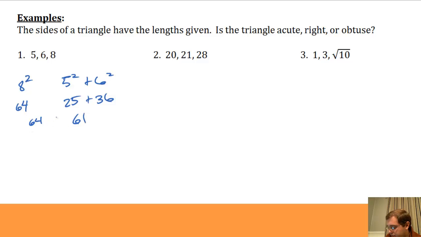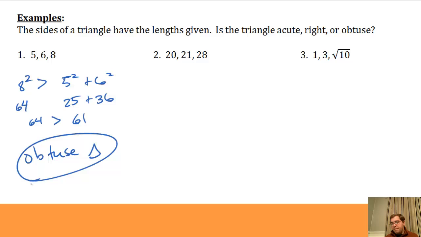So 64 is bigger than 61. That means 8 squared is bigger than 5 squared plus 6 squared. If it's bigger, what kind of a triangle is it? It is obtuse. So it's an obtuse triangle, because we ended up with 8 squared being bigger than 5 squared plus 6 squared. How about an example number 2?